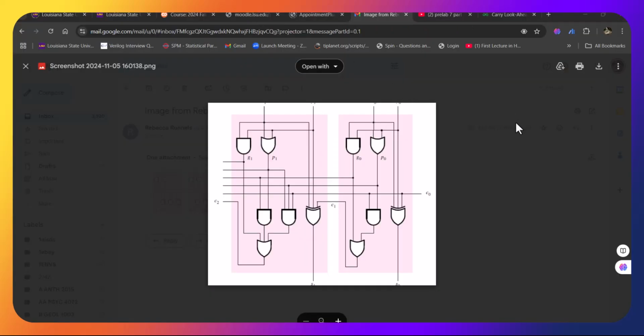Okay, so this is the implementation for the first 2 stages of the carry look ahead adder from your textbook, and it does have an exclusive OR in it. You don't have to have this memorized, like how it works, but you had asked if it had an exclusive OR, and it does have an XOR in it. Okay. So it does. All right.